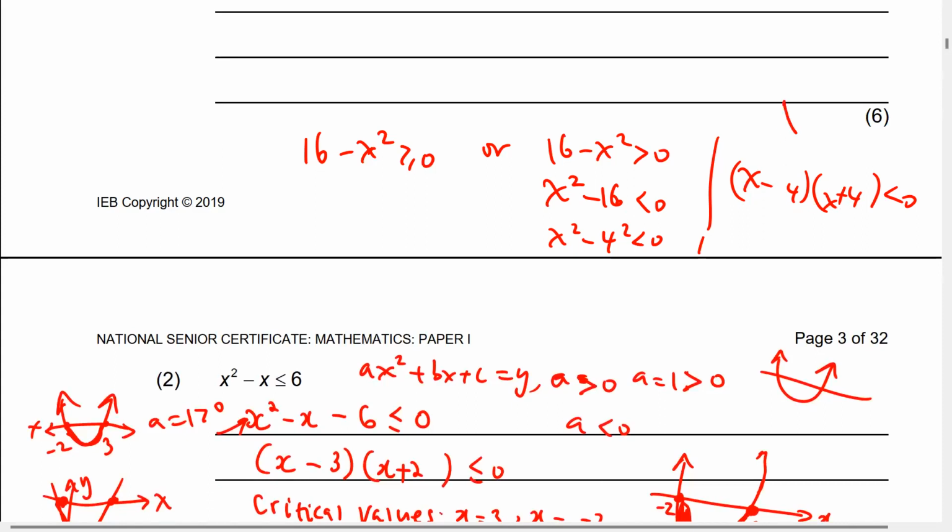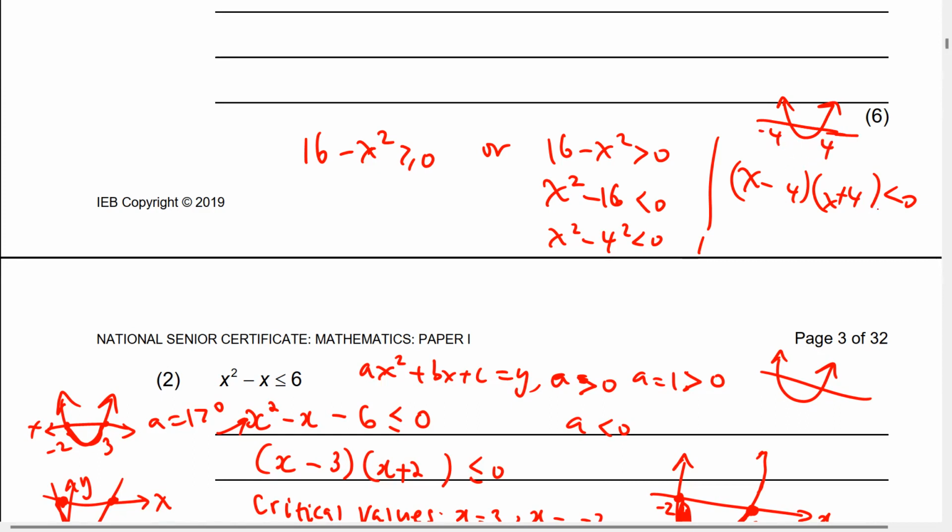Sometimes you don't need to write a lot, because IEB exams are very long and difficult to finish, so you need to be very fast. You might not even have to write critical values. You can see that x is minus 4 and x is 4, because they would want the shape.